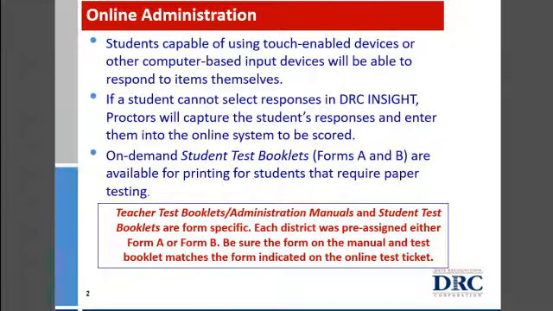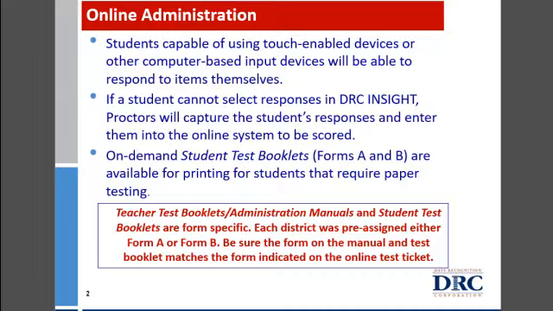The teacher test booklets or administration manuals and student test booklets are form specific. Each district was pre-assigned either Form A or Form B. Be sure the form on the manual and test booklet matches the form indicated on the student's test ticket. That will be used if the proctor needs to transcribe the student's information from the paper booklet onto the DRC Insight test engine.